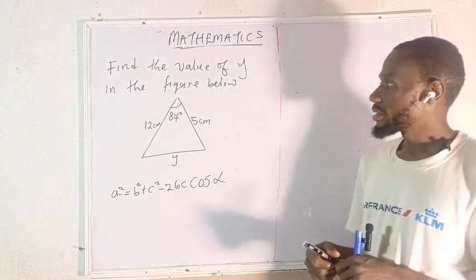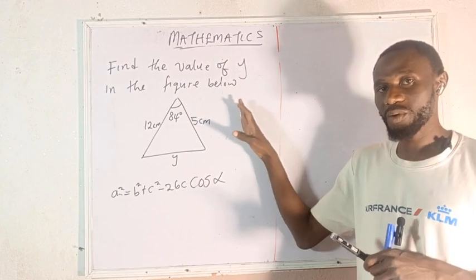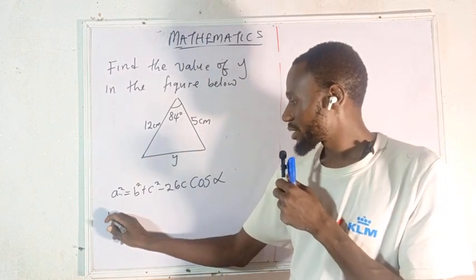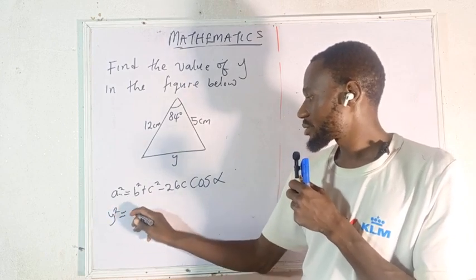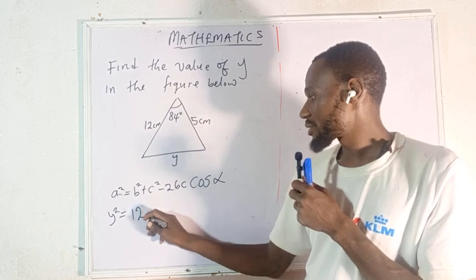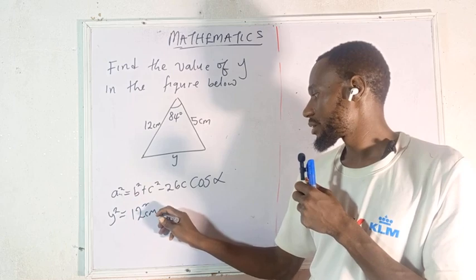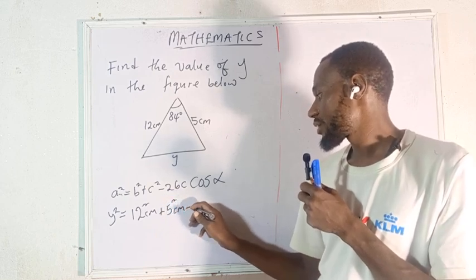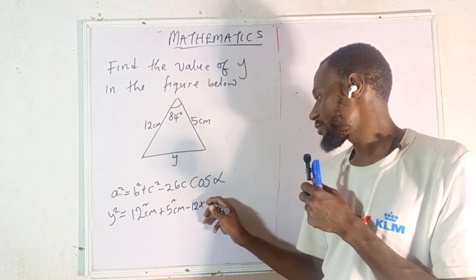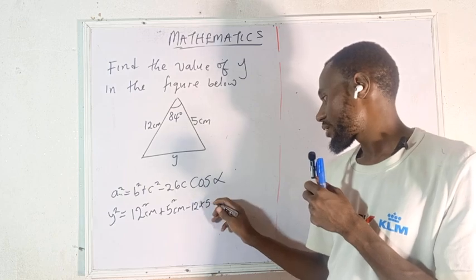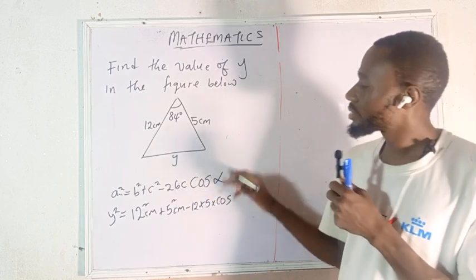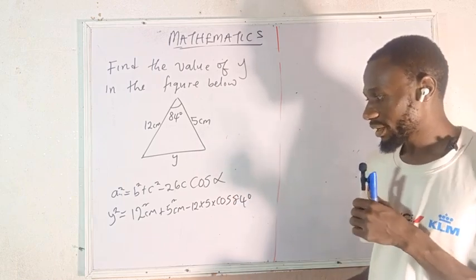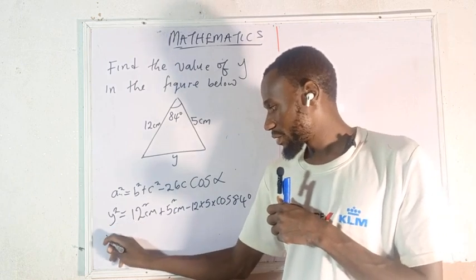Now, since in the question they asked to find the value of y, we can say y square is equal to 12 centimeters square plus 5 centimeters square minus 12 times 5 times cos alpha. The given angle alpha is 84 degrees. Now we can find the 12 square.